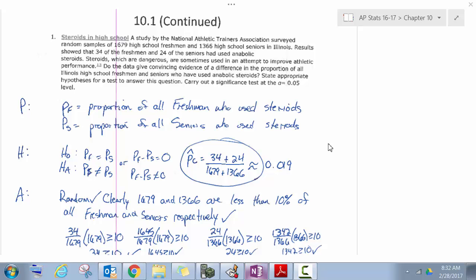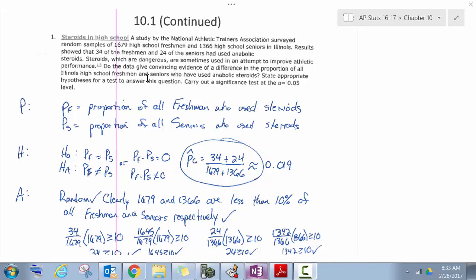All right, we're going to continue with 10.1. We're going to do a hypothesis test. A national study of athletic trainers surveyed random samples of 1,679 high school freshmen and 1,366 high school seniors in Illinois, and they showed that 34 of the freshmen and 24 of the seniors had used anabolic steroids. Do the data give convincing evidence of a difference in the proportion of all Illinois high school freshmen and seniors who have used steroids?